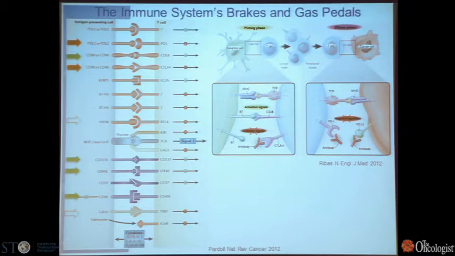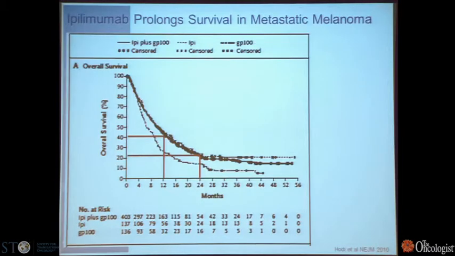So why is this important? It has to do with the side effects. That can explain very well why CTLA-4 blocking antibodies have more significant side effects, autoimmunities, compared to the PD-1 antibodies that have a better toxicity profile.